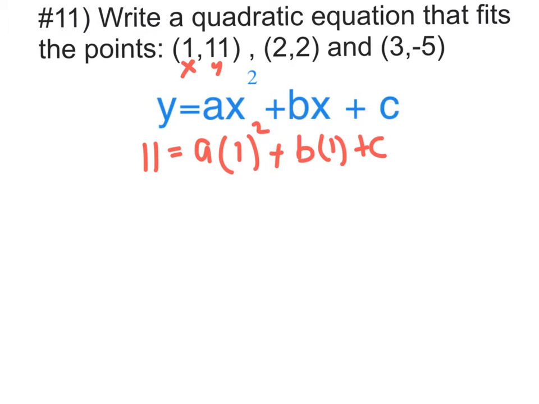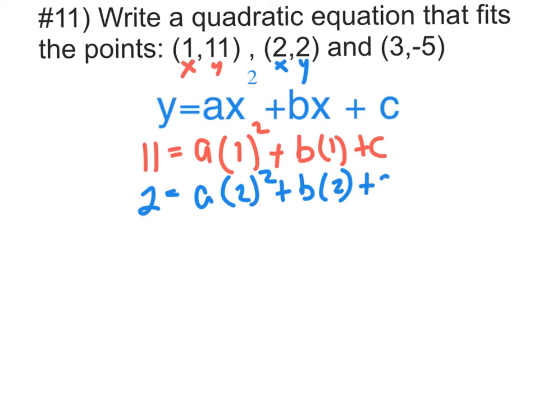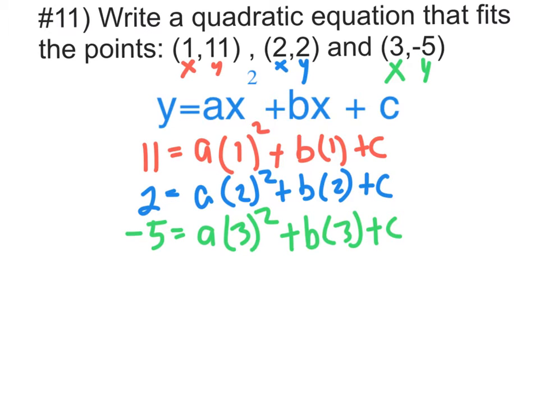Let's move on to the next one. You have the x value being 2, the y value being 2. So you have 2 equals a times 2 squared plus b times 2 plus c. And the last one, where 3 is x and y is negative 5, we're going to get that third equation right there. Okay, so this is really a 3 by 3 system.